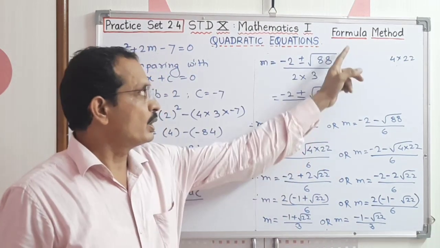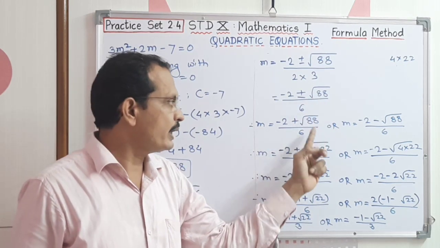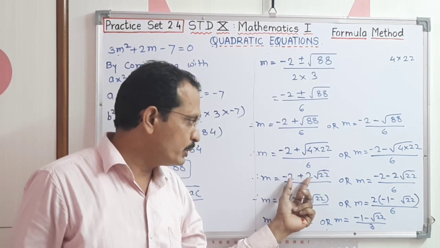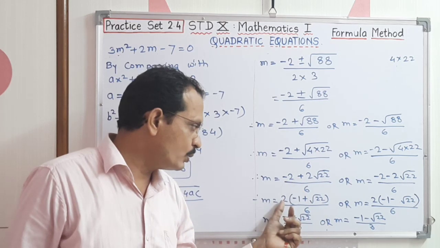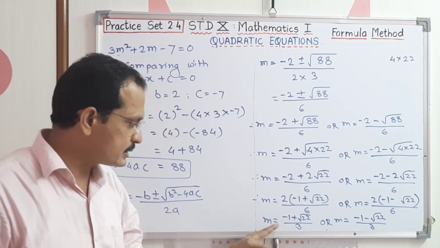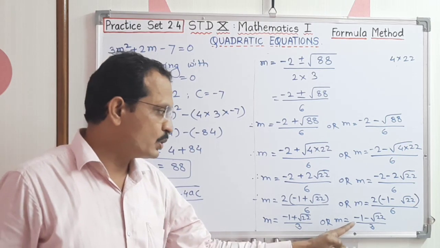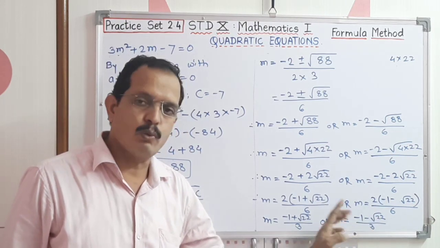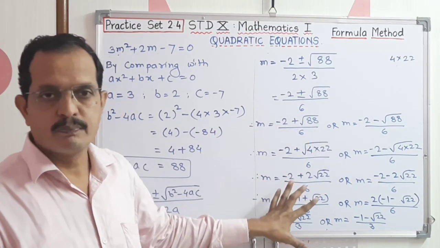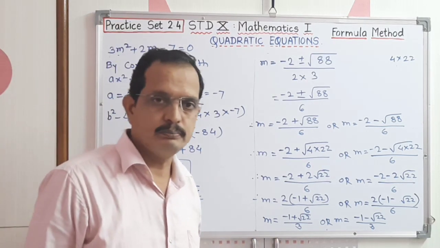We used the formula method. Dear student, this 88 we can simplify as 4 into 22, then take out the square root of 4, it will be 2. Now from this we can take out 2 as common, and then we simplify this 2 with this 6, therefore we get the answer m is equal to minus 1 plus root 22 upon 3, or m is equal to minus 1 minus root 22 upon 3. Remember this step, it is an important one in this sum. Go through this question again and try to solve the sum.